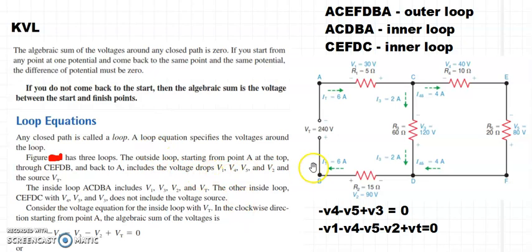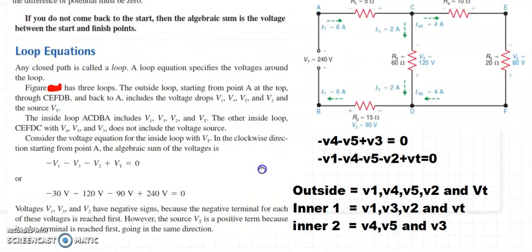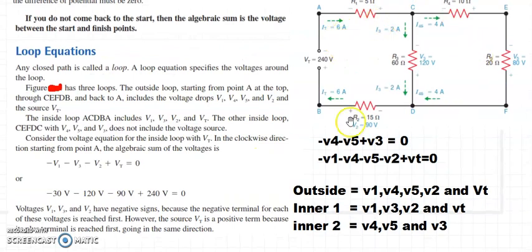What we can do further is find out the individual voltages and make the loop equation. If we look at the circuit, we have one outer loop and two inner loops. The outside loop has voltages V1, V4, V5, V2, and VT. The first inner loop has V1, V3, V2, and VT, and the second inner loop has V4, V5, and V3. These are the things we must observe from the given circuit.